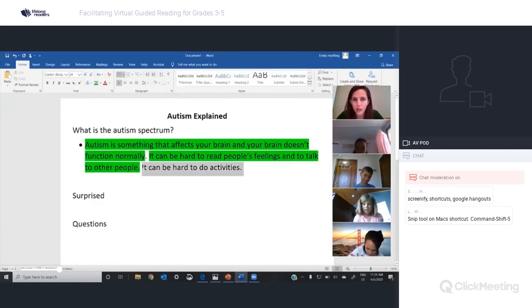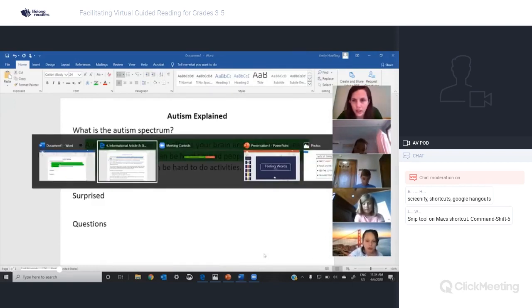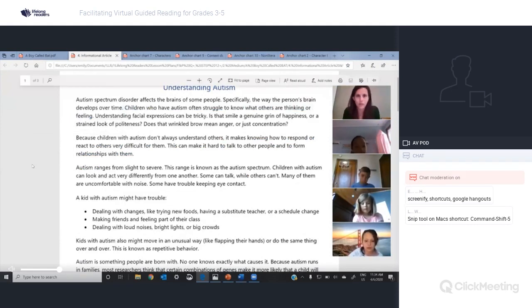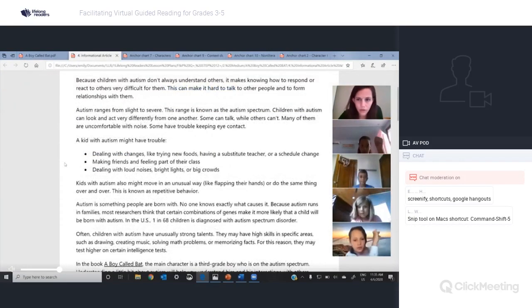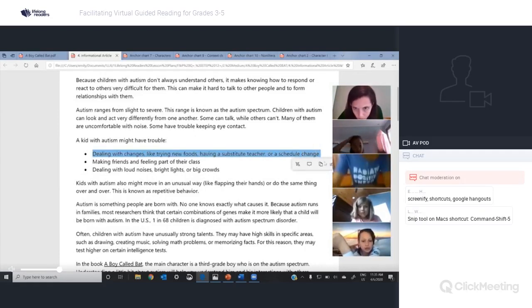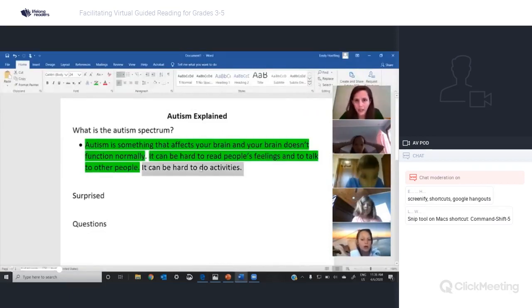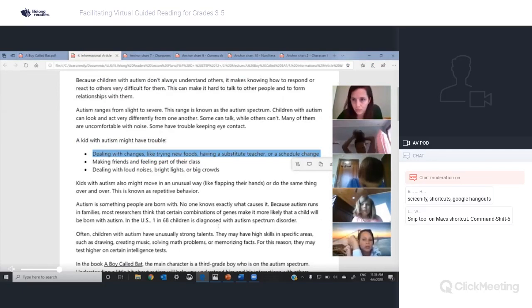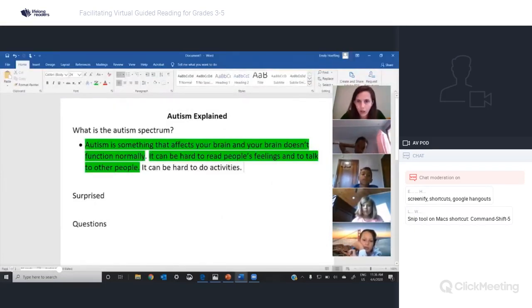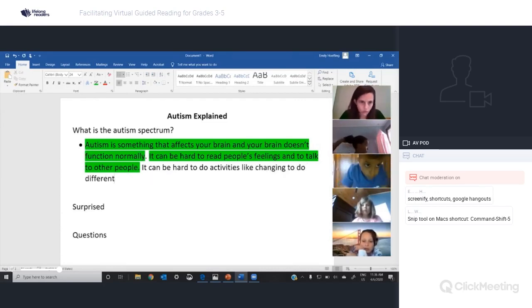Now we have to see if there is evidence for it can be hard to do activities. So let's check to see if there's any evidence. Go ahead and give me a thumbs up if you think you know. Okay, Zoe, what piece of evidence do you have? Dealing with changes like trying new foods, having a substitute teacher, or schedule change. Great, and so why did you pick that for it can be hard to do activities? Because that's like an action that would be hard for them to do. Well, fantastic. So then, Zoe, go ahead and add on. It can be hard to do activities like? Like changing to do different things. Great. Meeting new people.